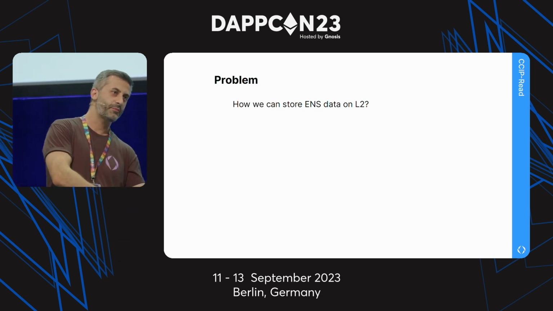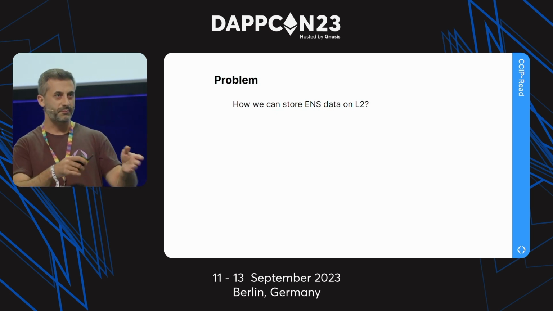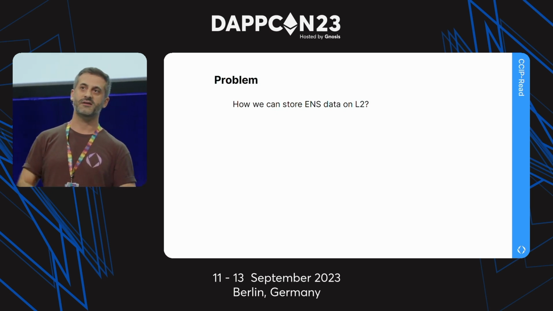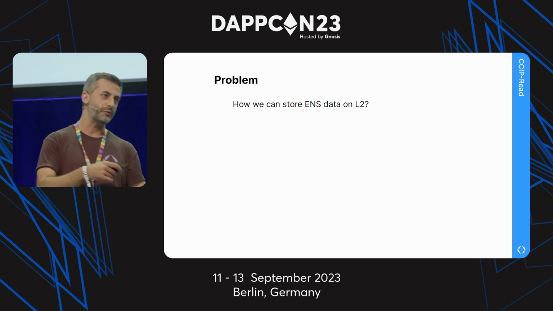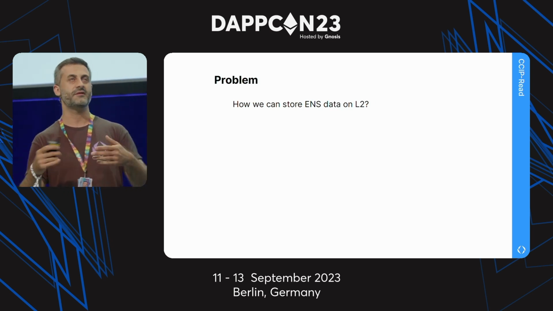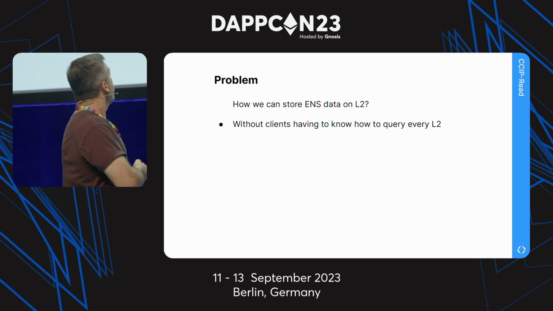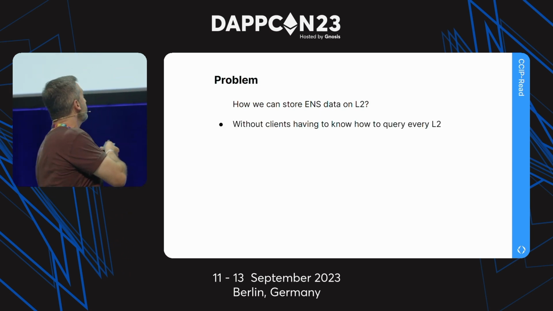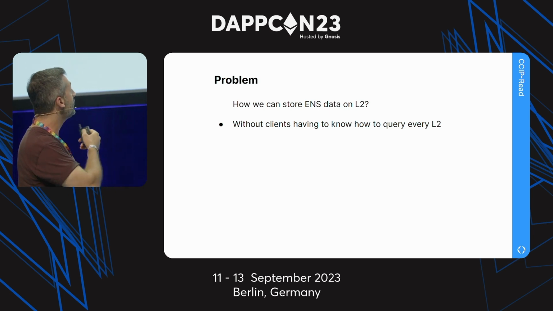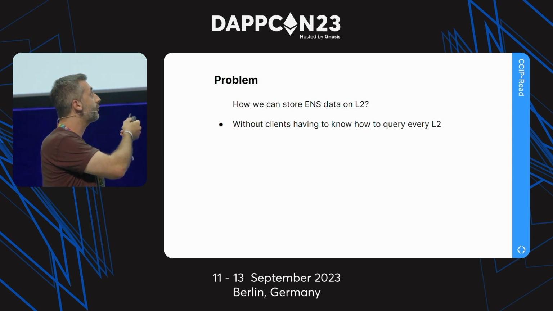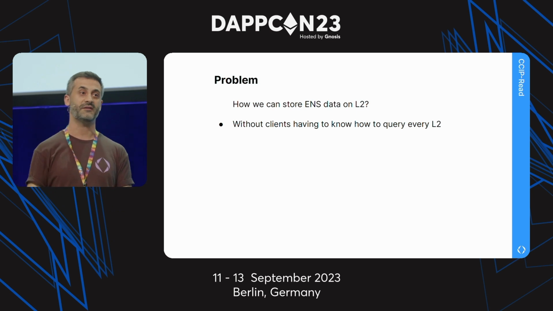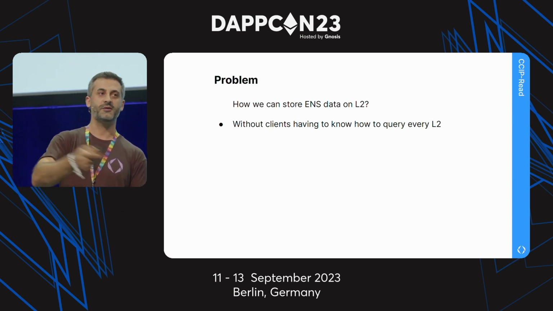So the gas is cheaper, so we don't have to worry. And there are also some mechanisms to check all this, like the verifications, like numerical proofs and this kind of thing, or the storage proofs, let's say. So yeah, the first question was, without clients having to know how to query every L2, how are we going to do that? Because there are a lot of L2s.